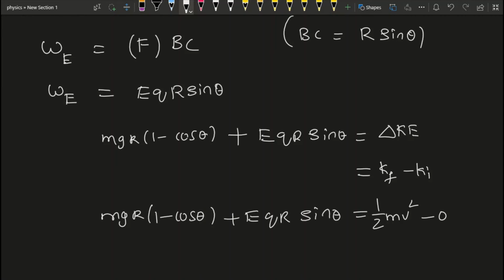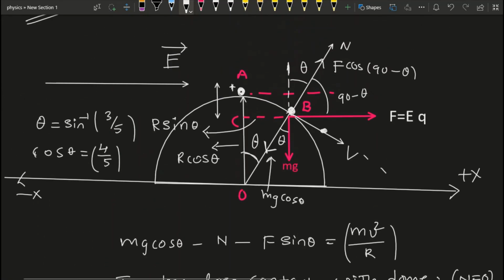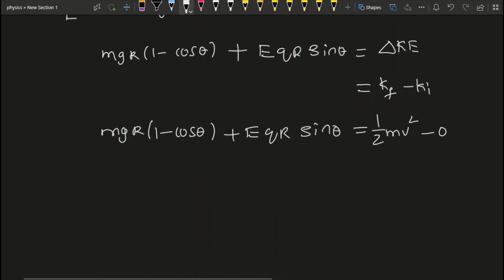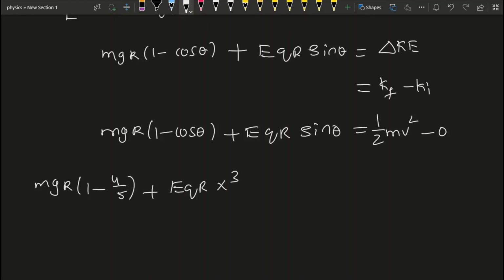But the thing is here, what is this cos theta? You already know the value of cos theta here. Cos theta is 4 by 5, sin theta is 3 by 5. So I'm going to put the values here. So mgR into 1 minus 4 by 5 plus EQR into 3 by 5 is equal to half mv square.